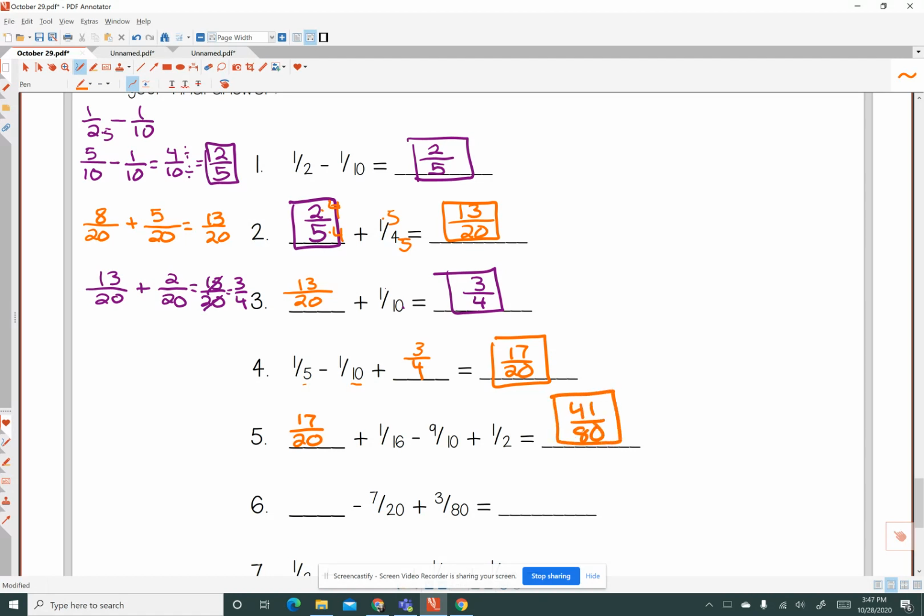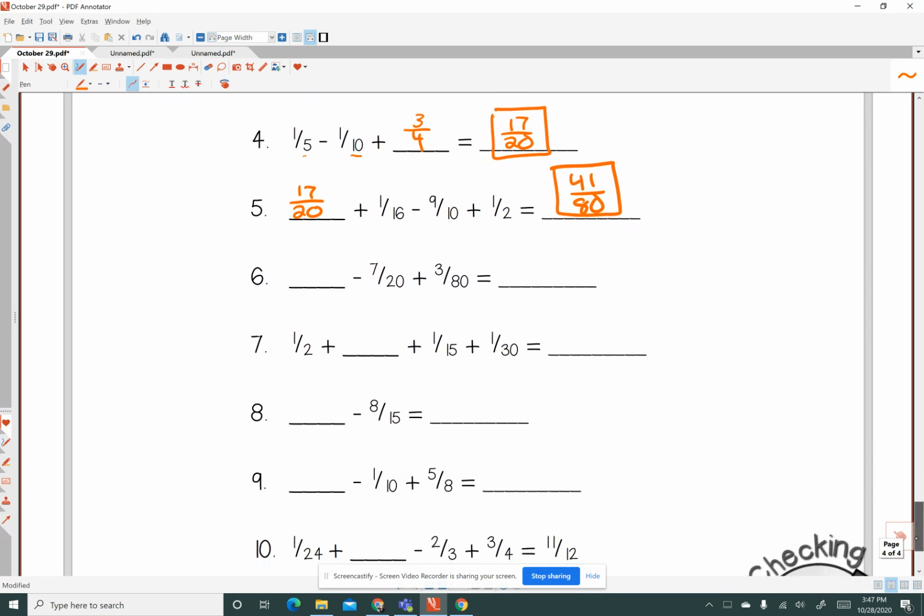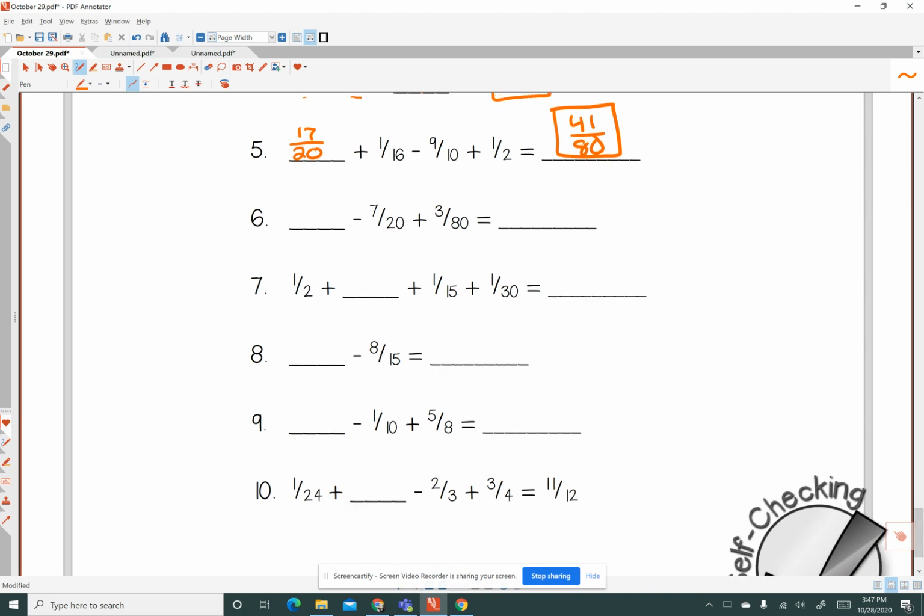Okay, 5 more and we're done. So let's put our 41/80ths here, minus 7/20ths plus 3/80ths. So let's convert the 20 to 80ths. So 20 times 4 is 80. 7 times 4 is 28. So 41 minus 28 plus 3.